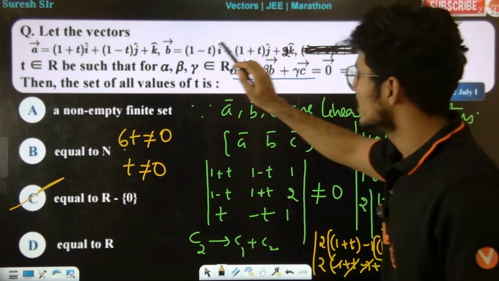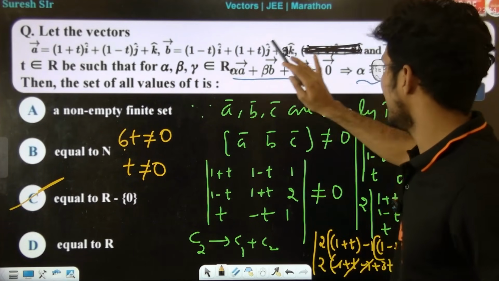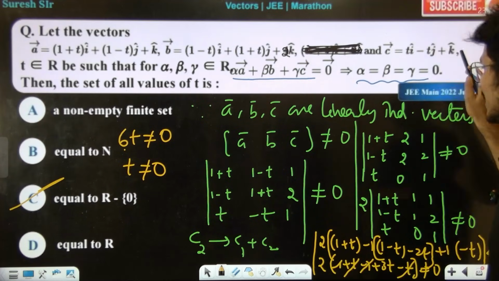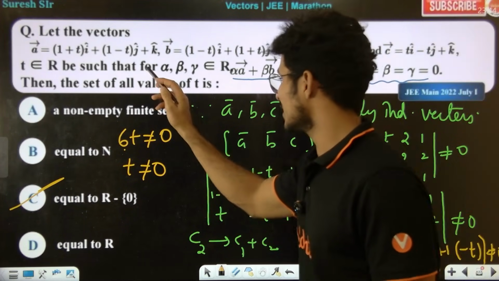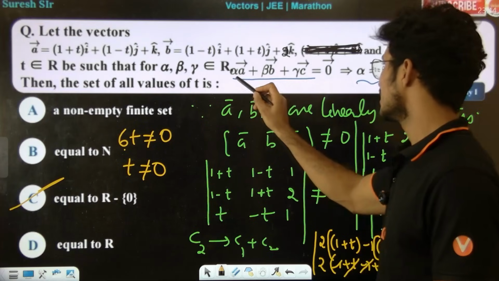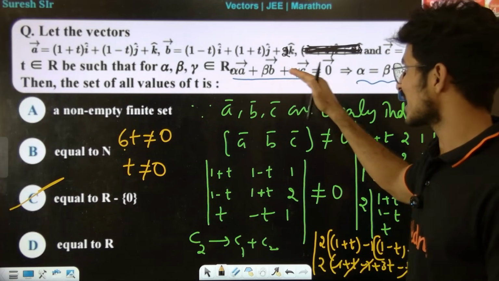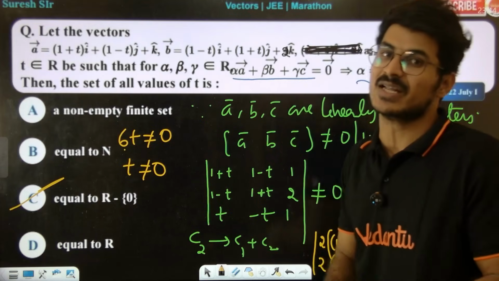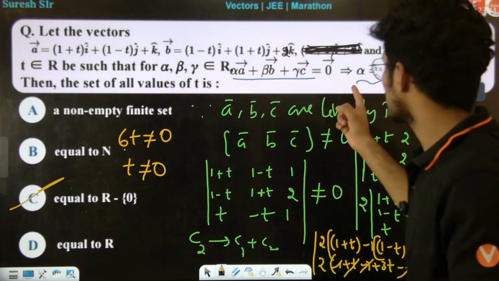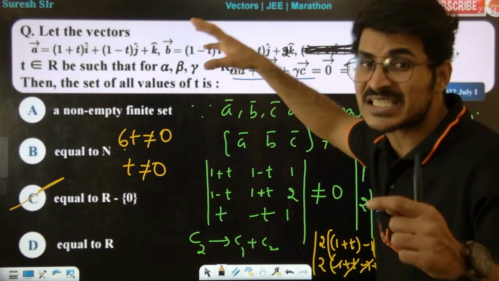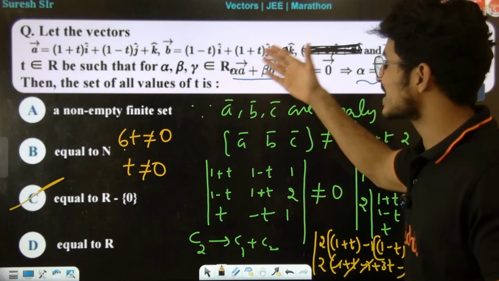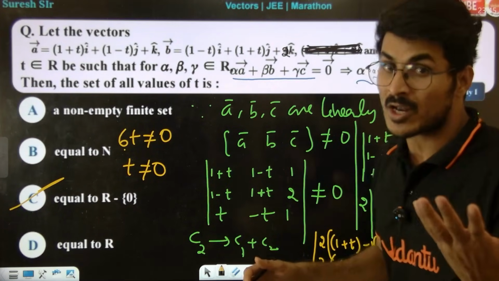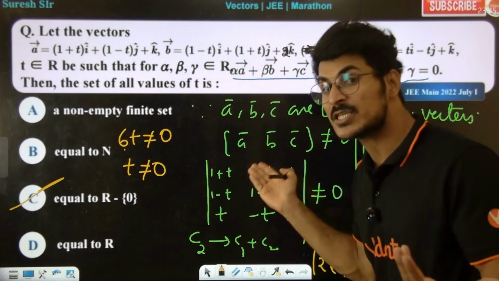A vector, B vector is 1 minus t, 1 plus t, 2. C vector is t, minus t, 1. Such that alpha, beta belong to real numbers, this is equal to 0. So I am saying A, B, C vectors are linearly independent vectors. How did you show that, sir? If the corresponding scalars are equal to 0, then we can say A, B, C are linearly independent. Linearly independent means the scalar triple product will not be equal to 0, which means box ABC is not equal to 0.